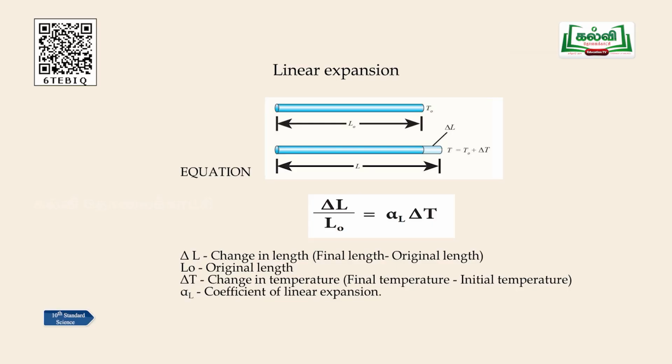Now, let us see how the calculation is derived. In the diagram you can see there is a metal rod. Its original length is taken as L naught, and we can assume that the temperature at which the metal is present is T naught. So, original length L naught and T naught is the original temperature. Now, I want to raise the temperature by 1 degree, so 1 Kelvin I want to raise.